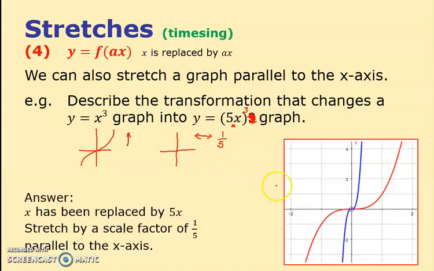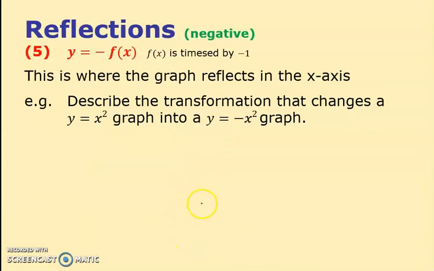These are the graphs. There's my x cubed graph. And this is my 5x all cubed graph. Actually, there's two ways to think of that. You could think of it being stretched up, but I'm thinking of it being stretched inwards. That has gone to that, by a scale factor of a 5th. Notice that. It's not 5, it's a 5th.